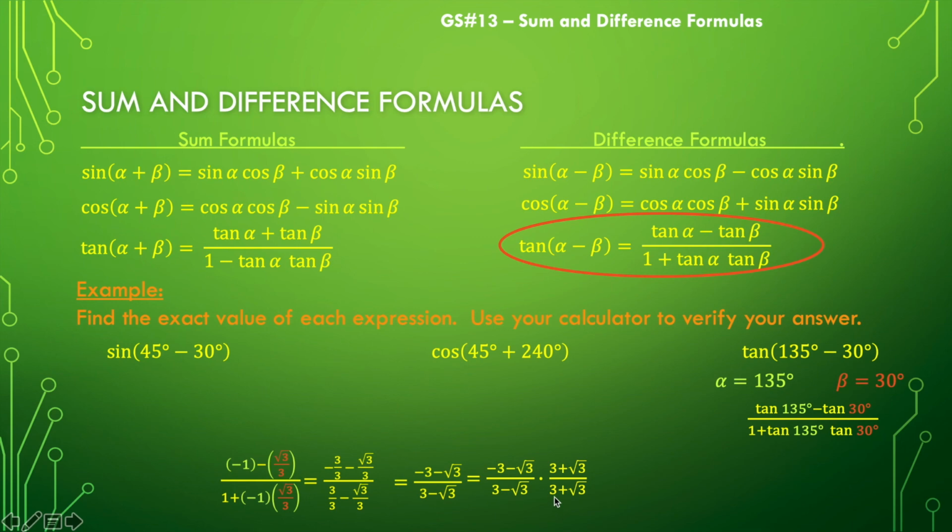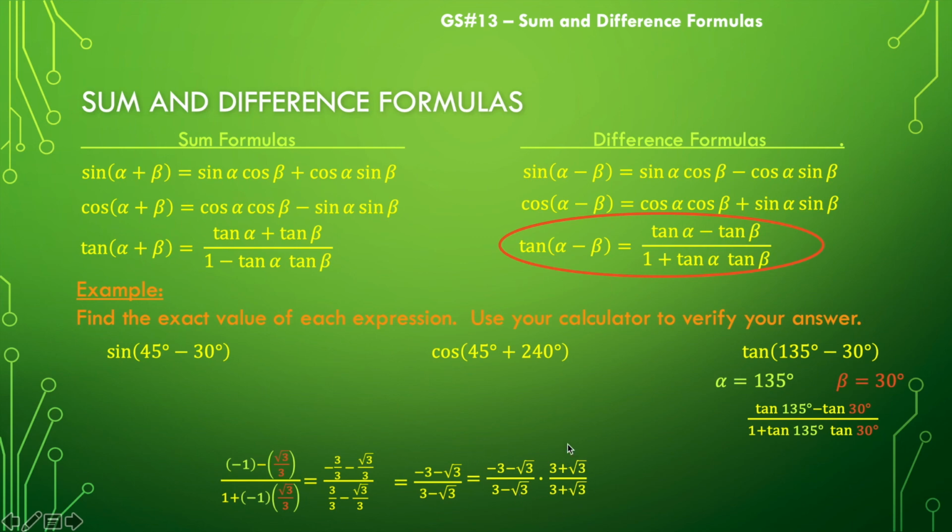3 times 3 is 9. 3 times the square root of 3 is 3 rad 3. Negative rad 3 times 3 is negative 3 rad 3, and so those will cancel. And then in the back, we would have -3.